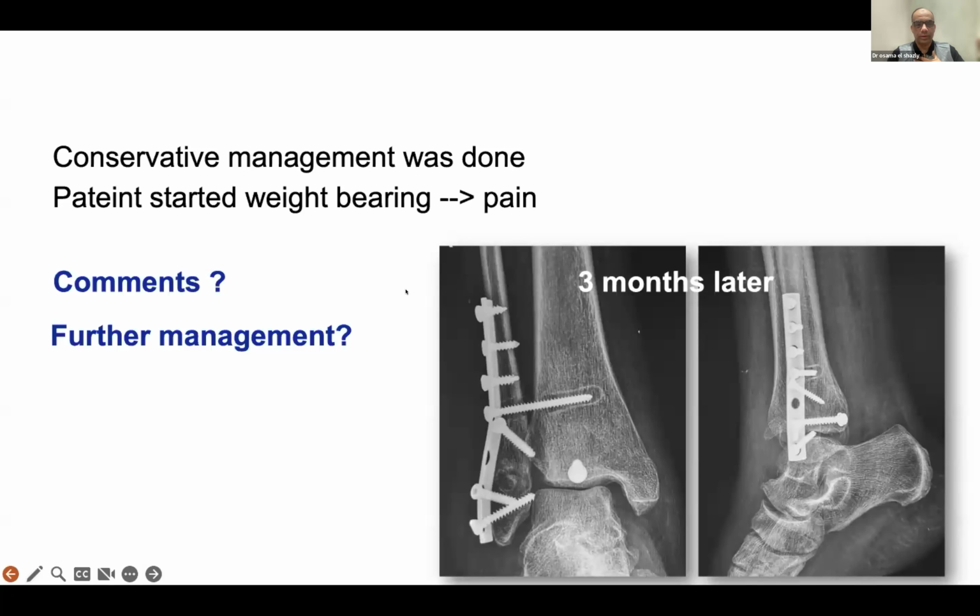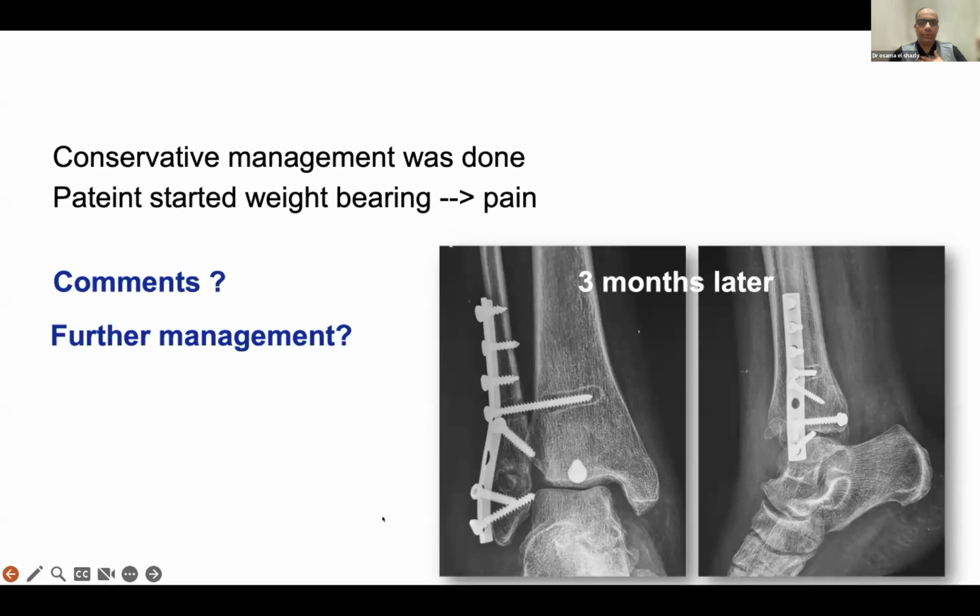So what should we do? Revision. Muhammad Wahid, revision. Do you all agree for revision or would you like to go for primary fusion? Said Abdullah says we make total ankle arthroplasty. I think this is, yes, big surgery for a 45 years old lady. She is an active patient.